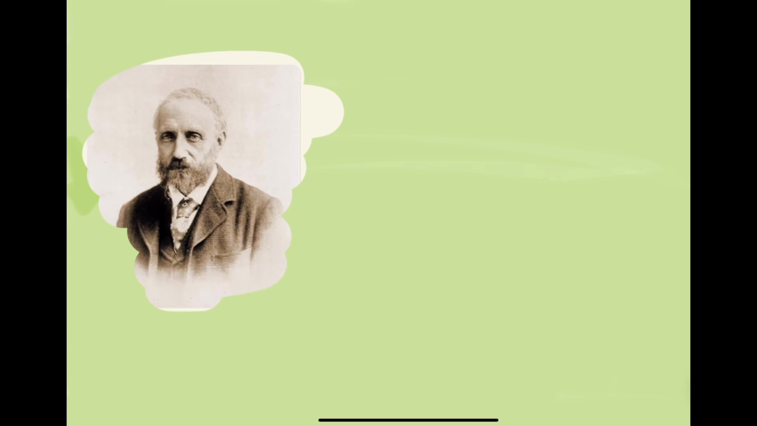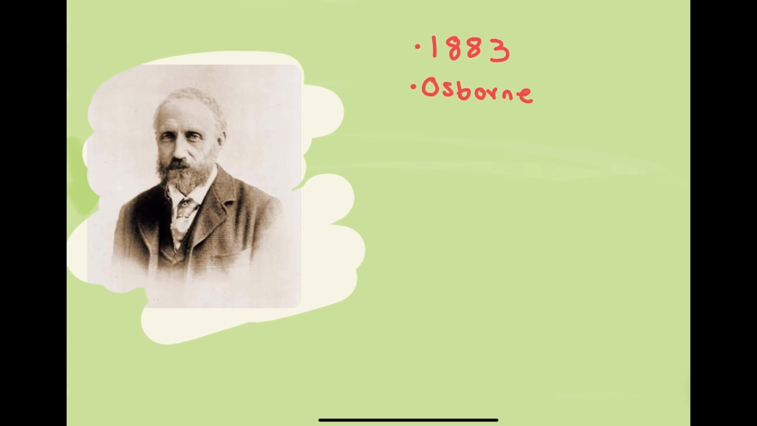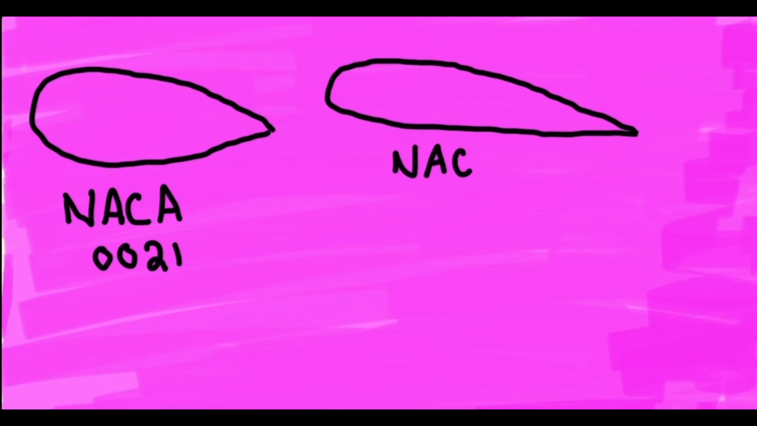In the year 1883, another scientist called Osborne Reynolds discovered that the fluids can flow in a laminar or turbulent way. He found a non-dimensional number that determines whether the flow is turbulent or laminar. The equation for this number is density times velocity times diameter, all divided by viscosity. There are different types of airfoils, each with different curvatures.